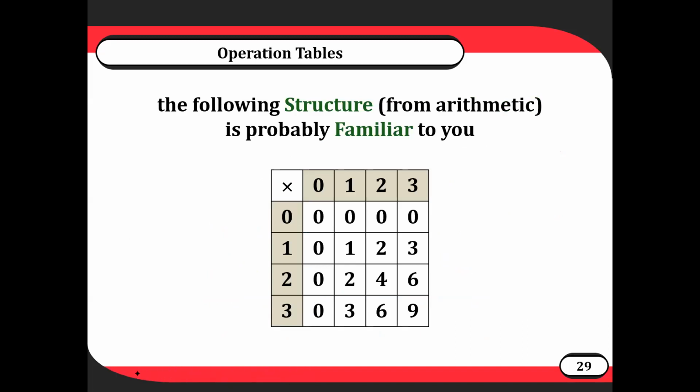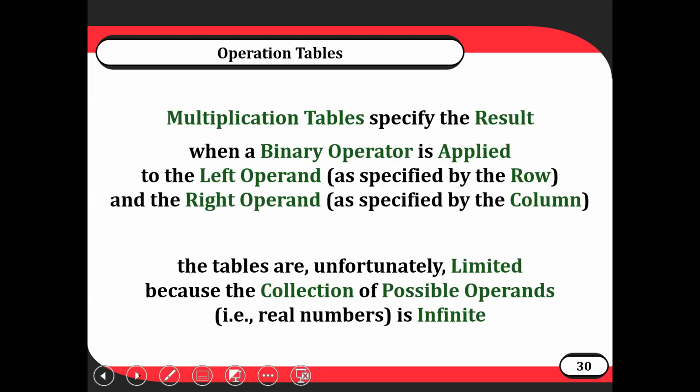All right, so you've probably seen this before. This is a multiplication table. Essentially, we want to find what 3 times 2 is, then we just cross-reference them, and we can see that 3 times 2 equals 6. So this gives us the value of two operands and an operator in a table form. This is basically what I just described. So the left operand is specified by the row, and the right operand is specified by the column.